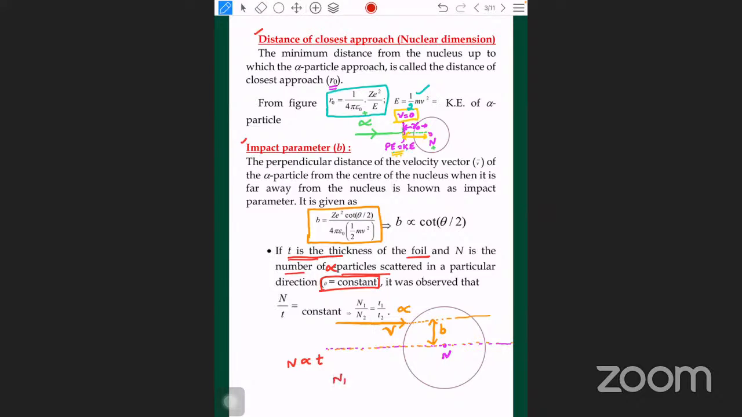If you are using different thicknesses of the foil, then N1 by N2 is equal to T1 divided by T2. So remember this: the number of scattered alpha particles is directly proportional to the thickness of the gold foil. The more the thickness of the gold foil, the more scattered alpha particles you notice. So N1 by N2 is equal to T1 divided by T2.